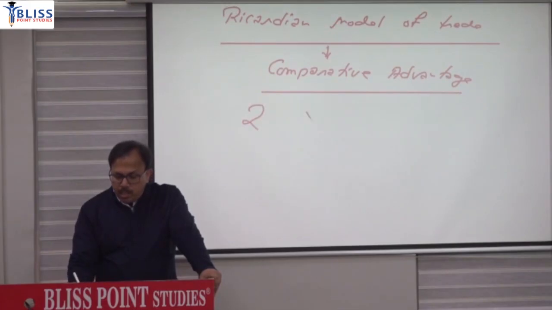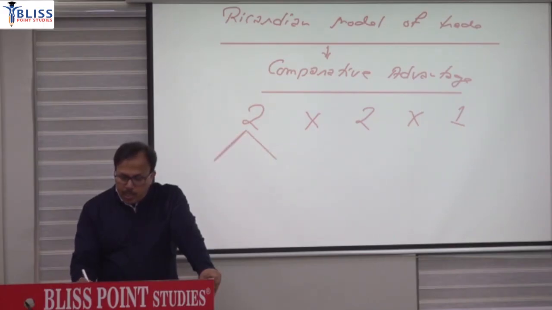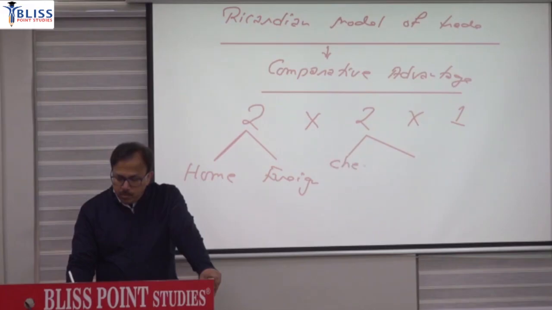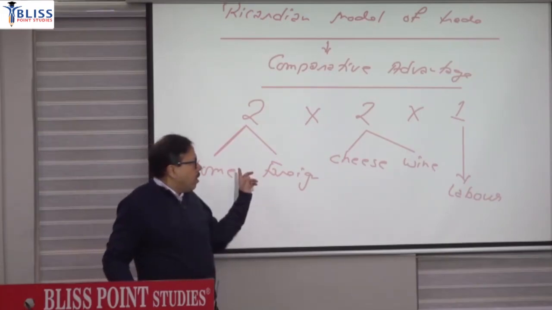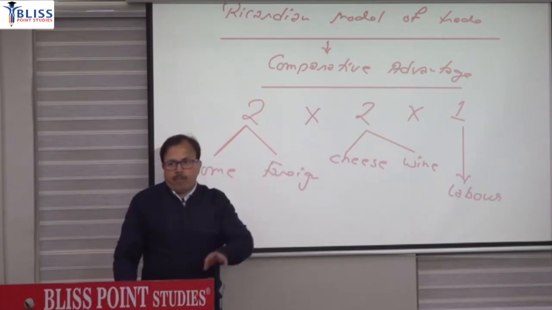First of all, as I said, it is a 2 by 2 by 1 model. Consider that there are 2 countries, home and foreign, producing 2 products, cheese and wine, by using only 1 factor of production, labor. I am taking the same example that is explained in Krugman, so that if you are reading it you can relate it. The symbols will match.